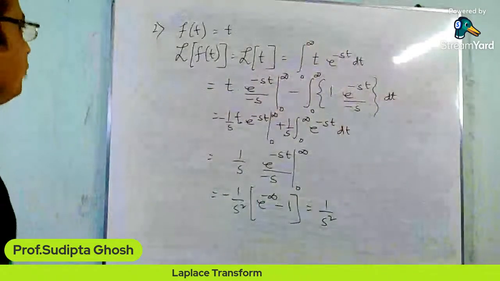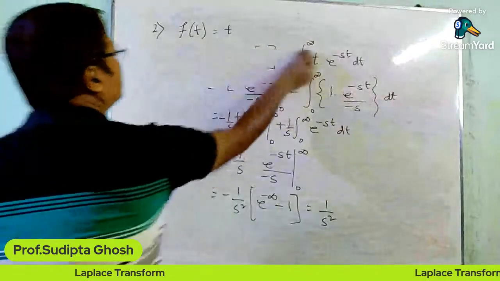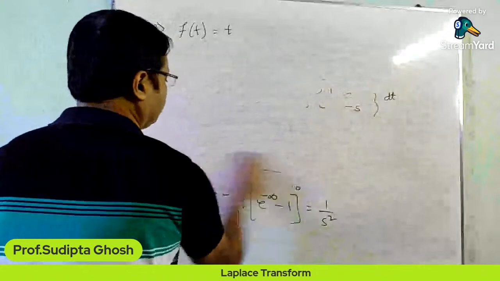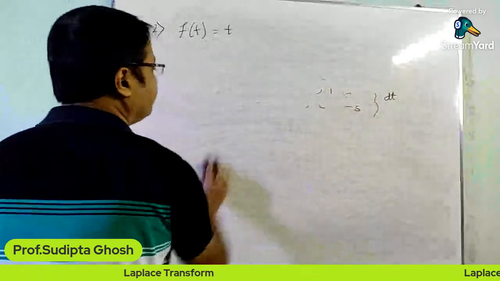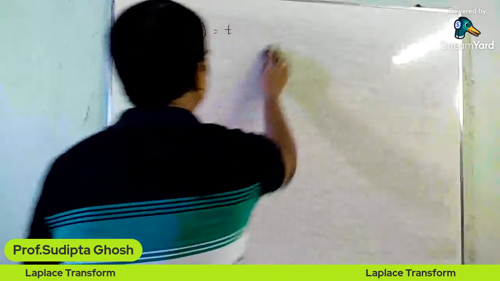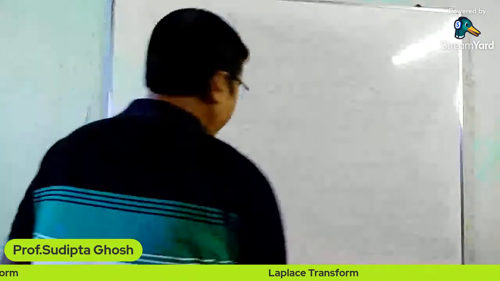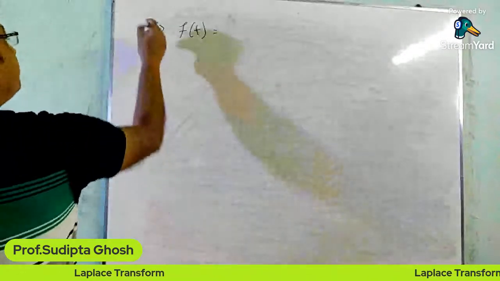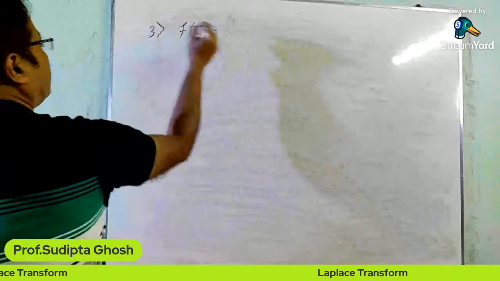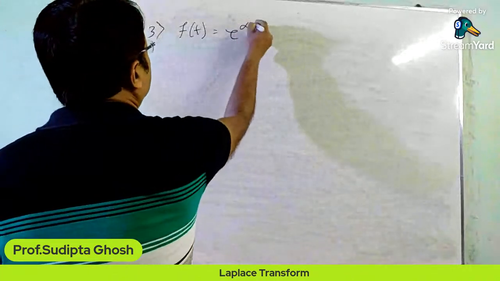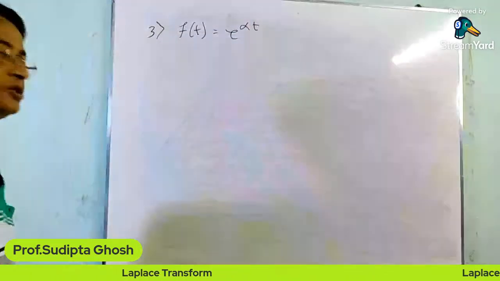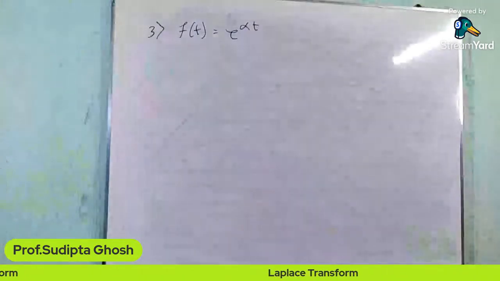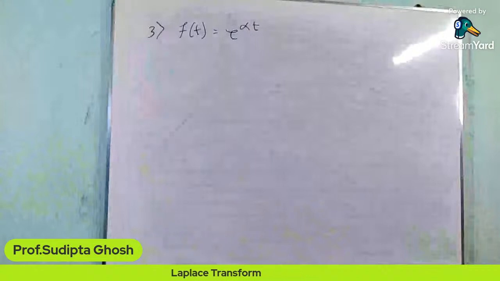Okay, so let's move on to take example number 3, or function number 3, and this is an exponential function. If f of t is given by functional form number 3, e to the power alpha t. So here the function is given as e to the power alpha t, or e to the power at, whatever it may be.